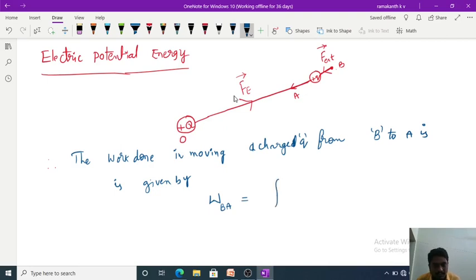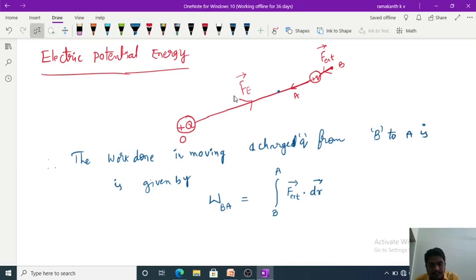You know this expression for a variable force: when the charge comes closer, the force experienced by it is different, so it is a variable force. Work done by a variable force is this expression: W_BA equals the integral from B to A. We are moving a charge from B to A, and the external force is doing work. Therefore F external dot dr. This is the work done by the external force.